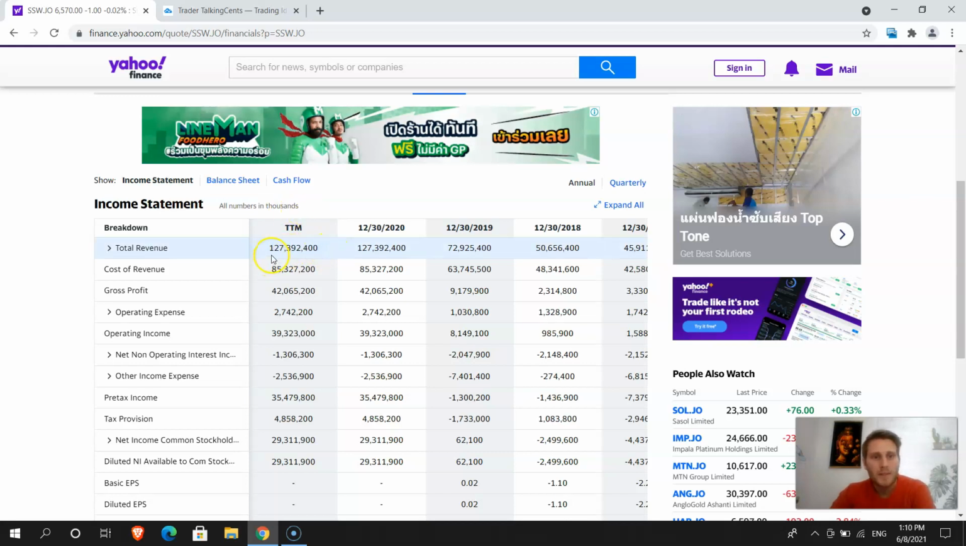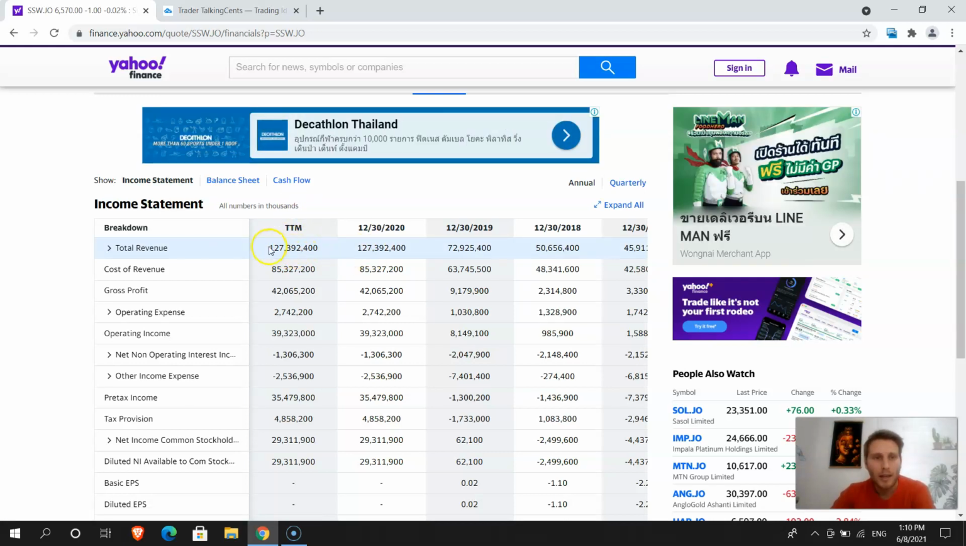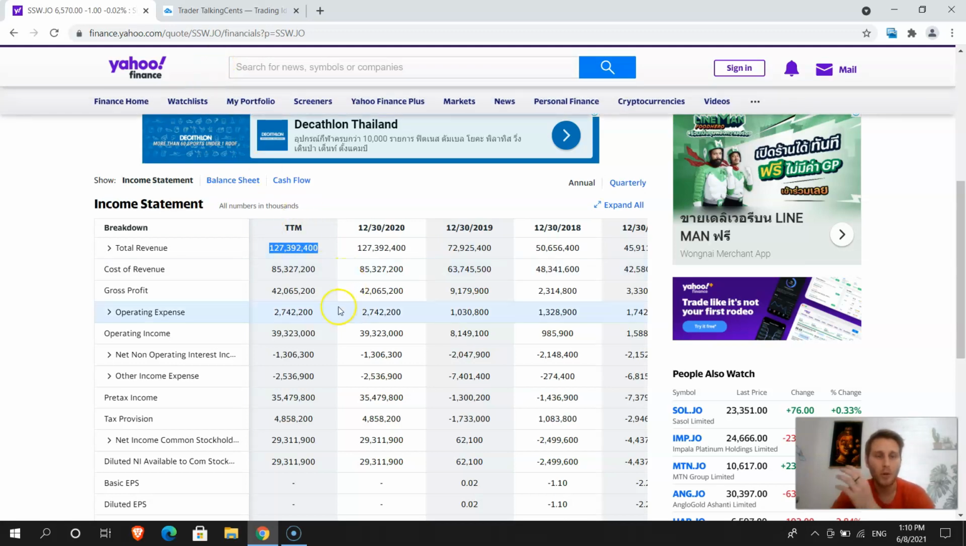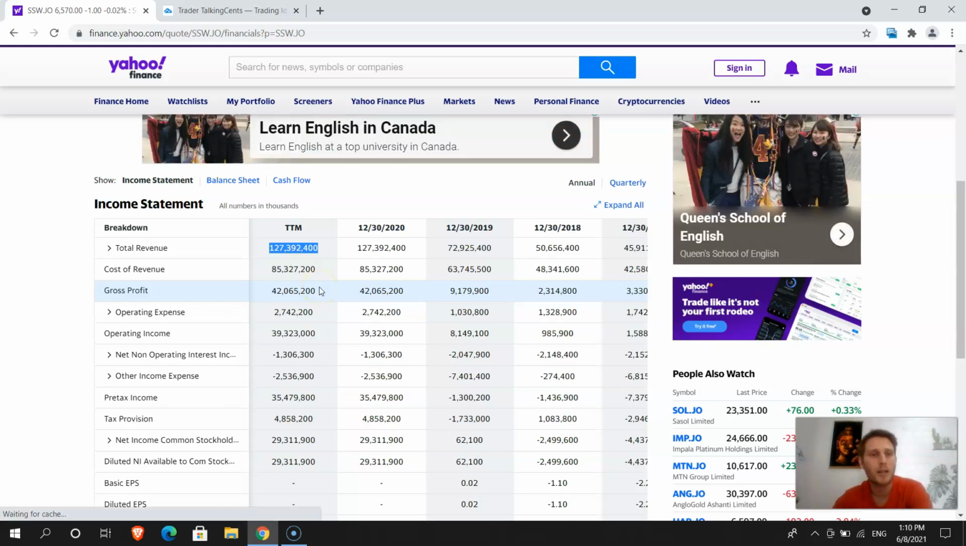So this is 127 billion Rand. Alright, remember it's in thousands, and that is the total revenue Sibanye earned over a 12-month period. TTM stands for trailing 12 months. So Yahoo Finance, I'm working with the latest data that they have available to us. You can get up-to-date data by going directly to the company's website, downloading their quarterly financials or their yearly financials.